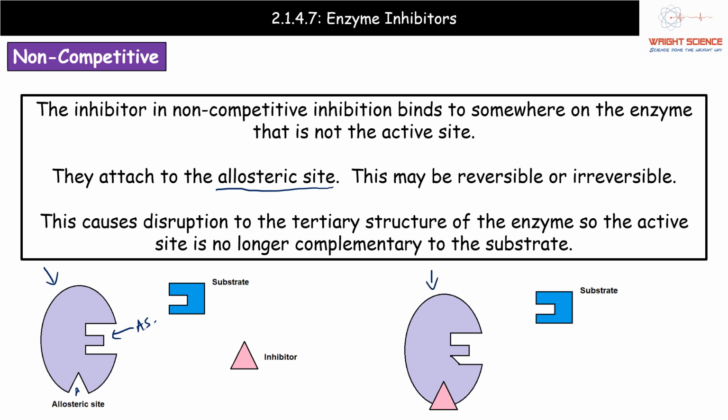When the non-competitive inhibitor binds to the allosteric site, it causes disruption to the tertiary structure of the enzyme itself. When we disrupt the tertiary structure, we're changing the three-dimensional shape, and because of that, we're changing the shape of our active site. So there's a slight alteration to the active site, and it's no longer complementary to the substrate. That's all caused by the inhibitor binding to the allosteric site. When we consider these non-competitive inhibitors, it's worth remembering that they can bind either reversibly or irreversibly. It depends on which inhibitor we're talking about in which enzyme.